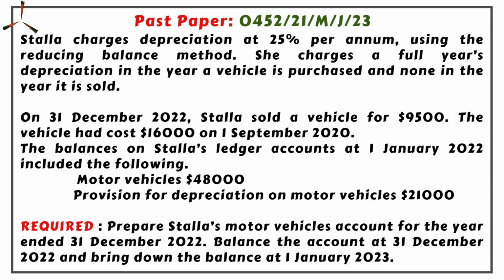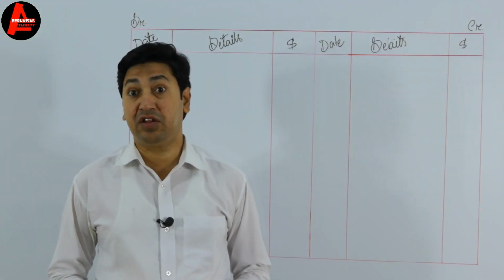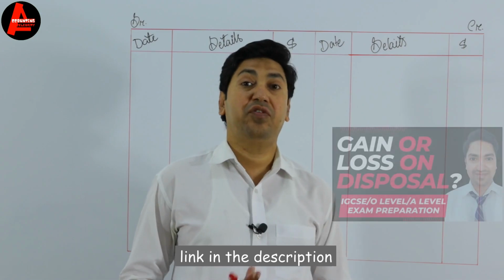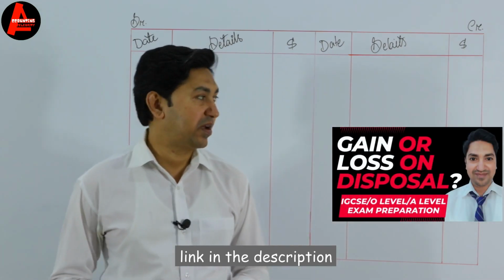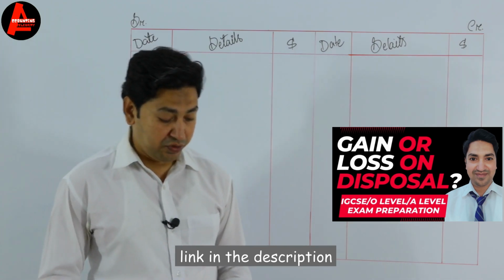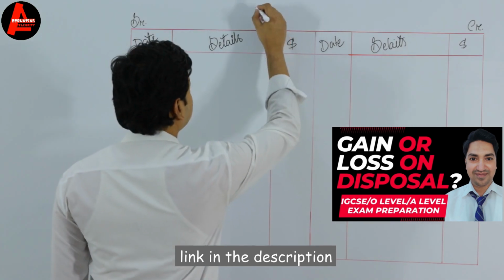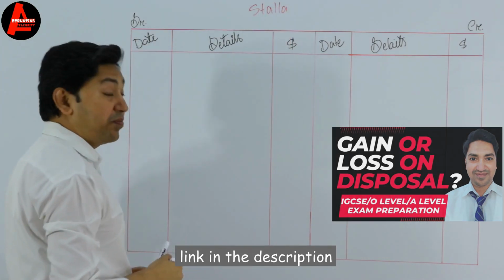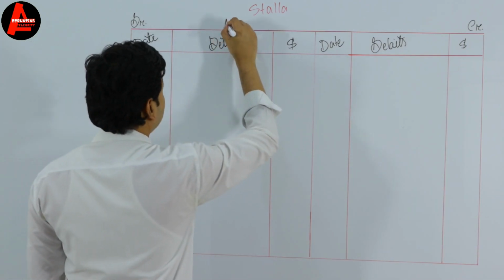September 2020. In our previous lesson, I explained how to calculate gain or loss on the disposal of a motor vehicle. I'll recommend you watch that video, then you will come back here. Okay. So here we will write the business name. It is Stella. So we will prepare a motor vehicle account, right? So we will write here.